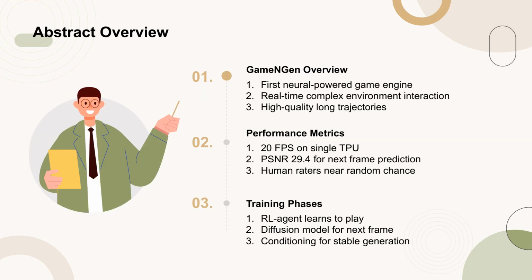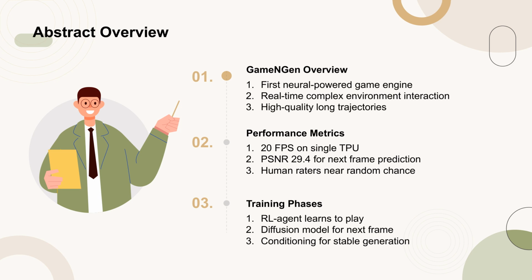GameNGen is the first game engine powered entirely by a neural model, enabling real-time interaction with complex environments over long trajectories at high quality. It can simulate the classic game Doom at over 20 frames per second on a single TPU. The next frame prediction achieves a PSNR of 29.4, which is comparable to lossy JPEG compression. Human raters are only slightly better than random chance at distinguishing short clips of the game from clips of the simulation.